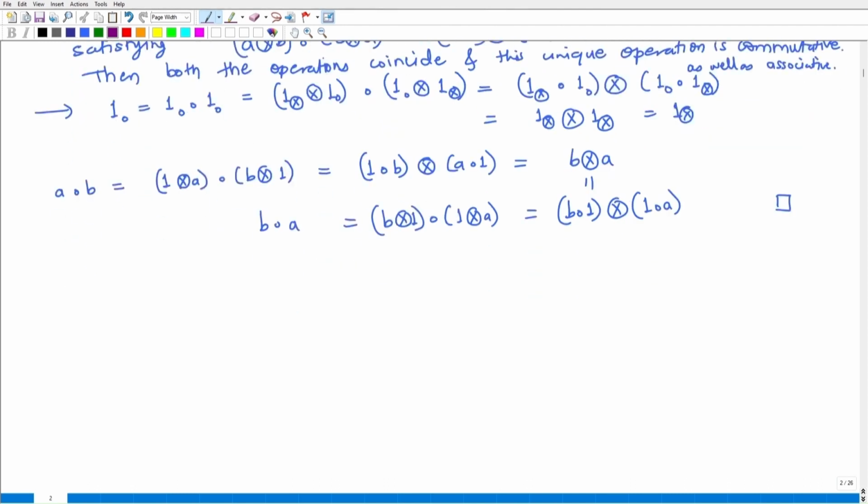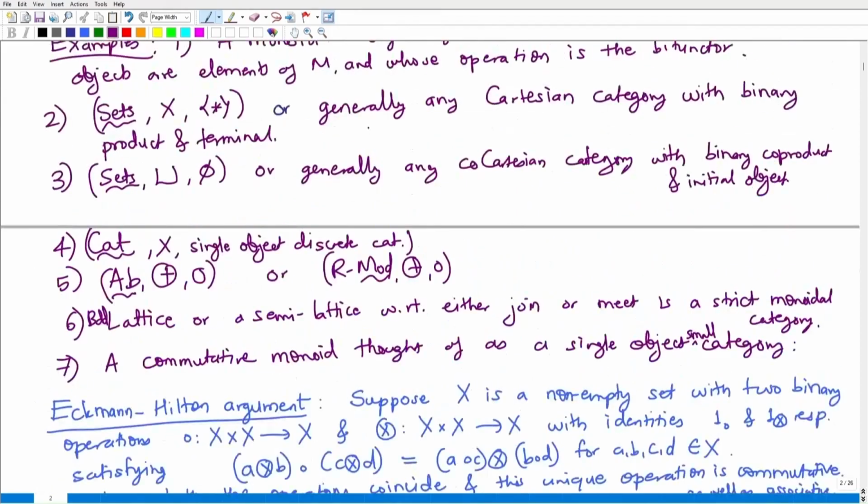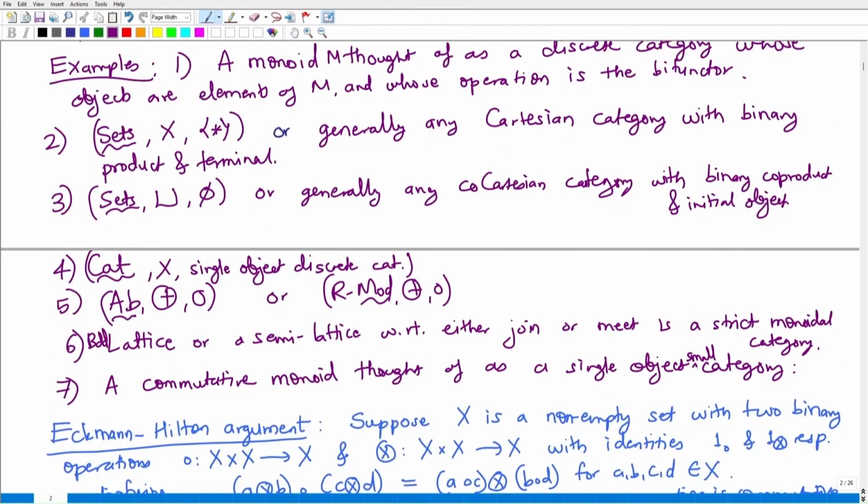Okay. So this is the Eckmann-Hilton argument, and we have seen enough examples. In monoidal categories, there are plenty of examples. A non-commutative monoid, you can fit it into example 1. You can treat it as a discrete category whose objects are elements of M, and it's an external operation. But if you want a monoid as a single object small category, and it is equipped with a monoidal structure, then it will automatically turn out to be commutative.